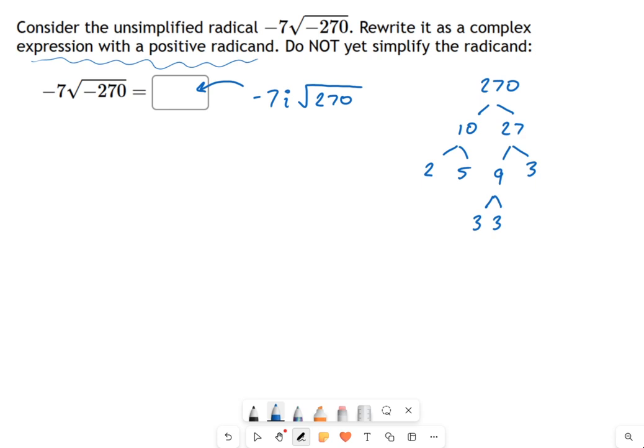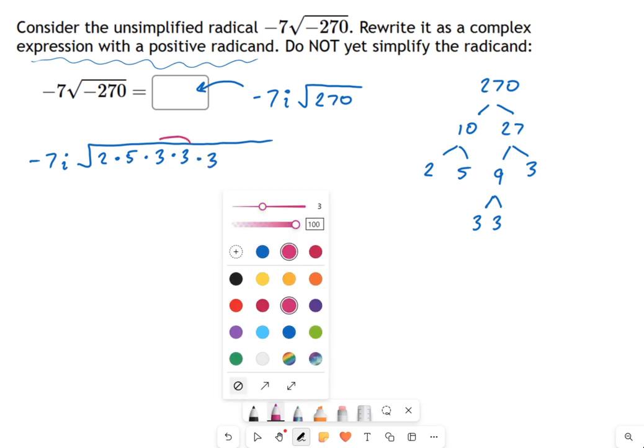So if you think what is going on here, you've got, in its not yet simplified form, negative 7i on the outside times the square root of 2 times 5 times 3 times 3 times 3. And now it's time to simplify. We grab this pair of 3's. That's the only pair that we see. And we bring it outside the radical.